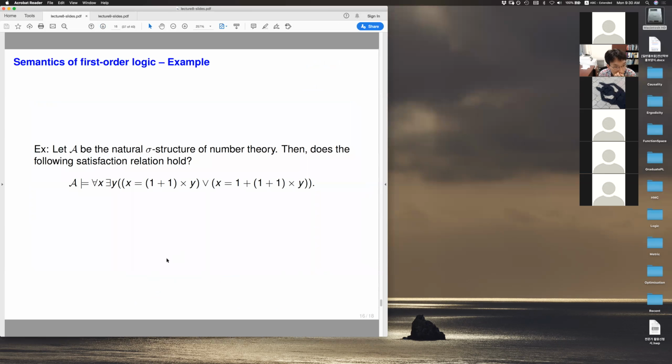Right. So here are a few exercises I want you to do. Based on the interpretation, try to understand what this formula means in the sigma structure of number theory, and check whether you think this formula is true or false. So let me show you the interpretation here.